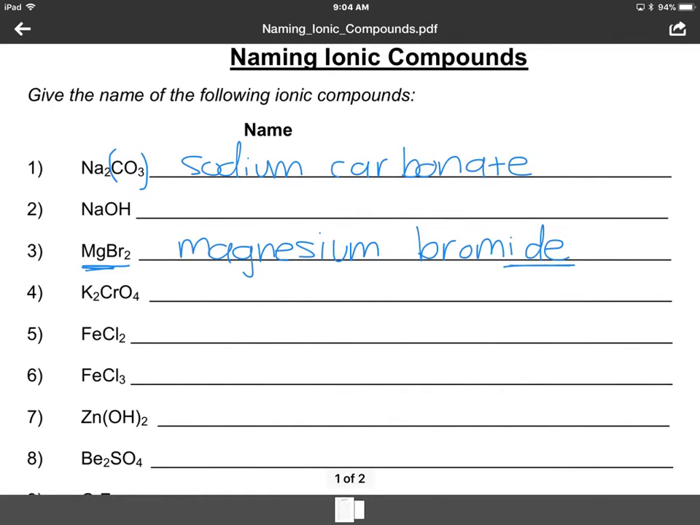Number 2, our polyatomic ion is OH, and so this guy is sodium hydroxide. And for the polyatomic ions, you leave their name the way it's listed on the polyatomic ion sheet. Number 4, your polyatomic ion is CrO4, so this is potassium chromate.